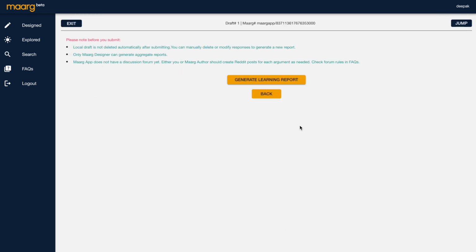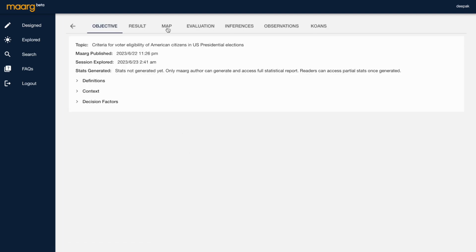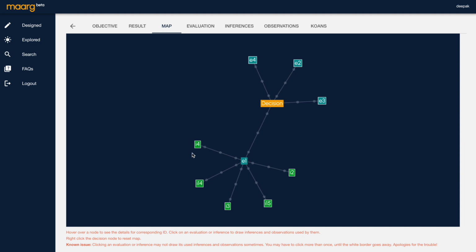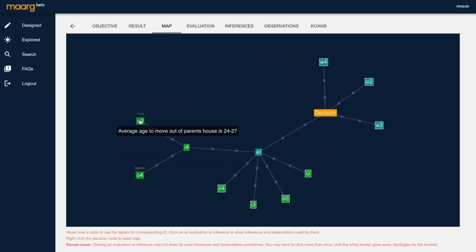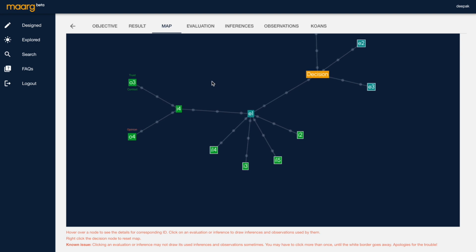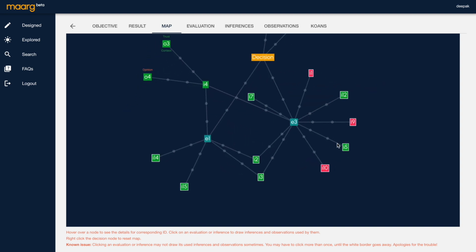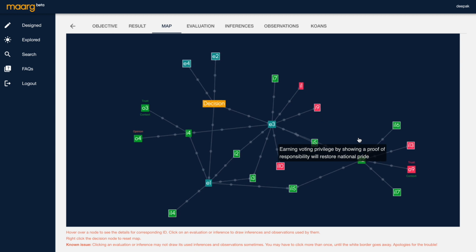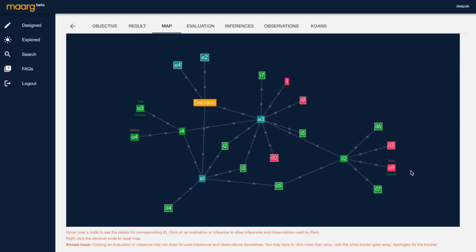So now we are done with the entire reading session. We can always go back and change stuff, or we can generate a learning report. In this learning report, first of all, we have an option to visualize the map. For example, the first outcome, which was increase voter age to 25, we can see which inferences were linked to that. And for that inference, we can also see which observations are linked to that. Items in green indicate that we agree with those inferences. O3 is the observation, which means I agree. You can also see items in red, which means that you disagreed. And from these inferences, you can always get the other linked observations and inferences.